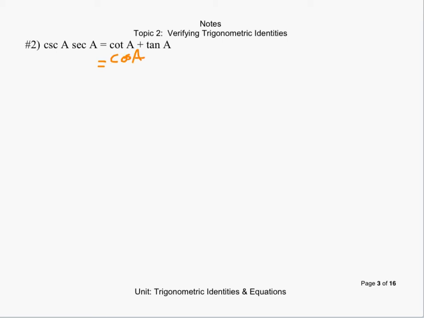Cosine of A divided by sine of A. What would tangent be in terms of sine and cosine? Sine of A over cosine of A. Once you have something like this where you have two fractions you're adding together, you need to add those fractions together. I'll say 99% of the time if you have two fractions, you add them together. To add two fractions together, you need common denominators. So the first fraction, you need to multiply the top and the bottom by cosine of A.